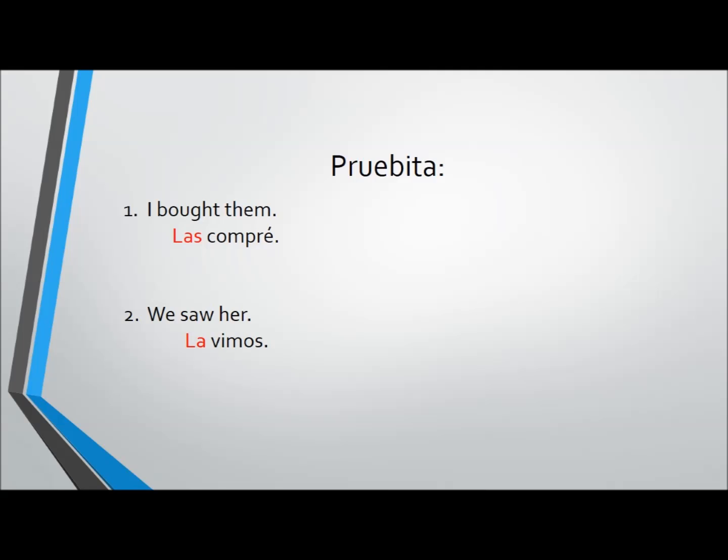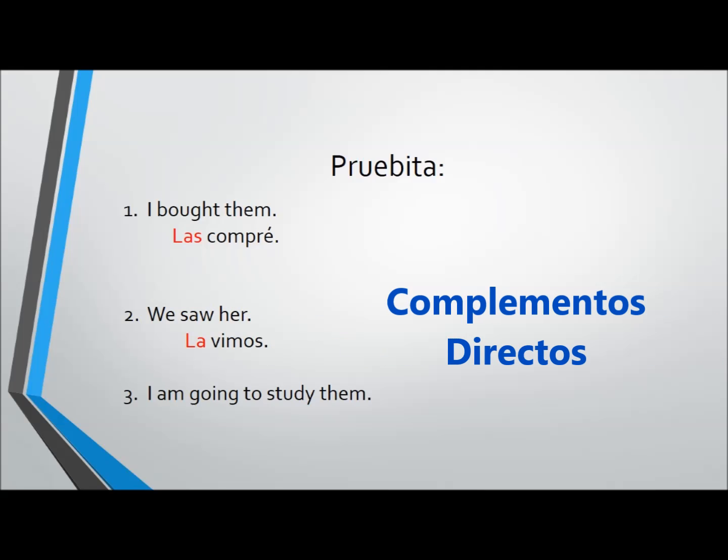Again, vimos is a conjugated verb. We put la in front of the conjugated verb. Let's try something a little bit more complicated. I'm going to study them. Well, what are you going to study? Them has to refer to something. So let's say we're talking about direct object pronouns. Now in Spanish, that's complementos directos. Directos is a hint to tell you if complementos is masculine or feminine, singular or plural.